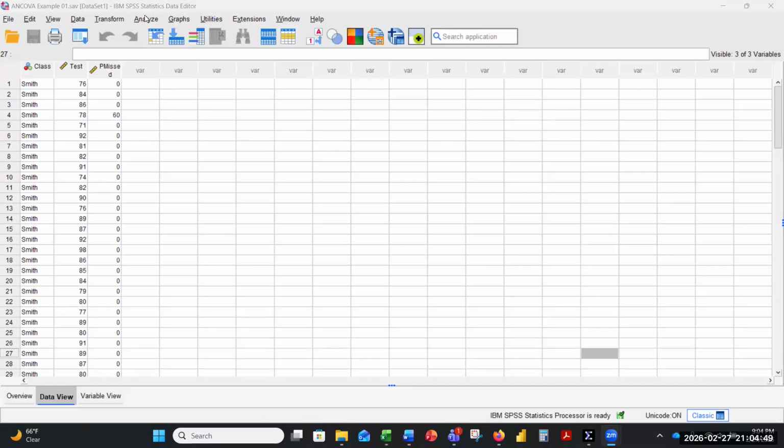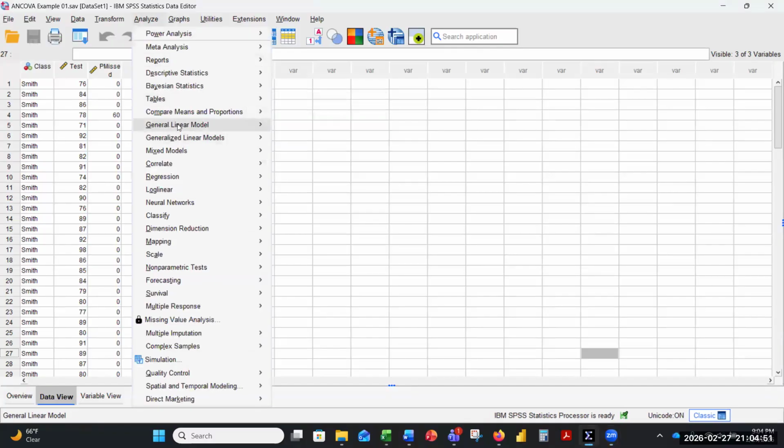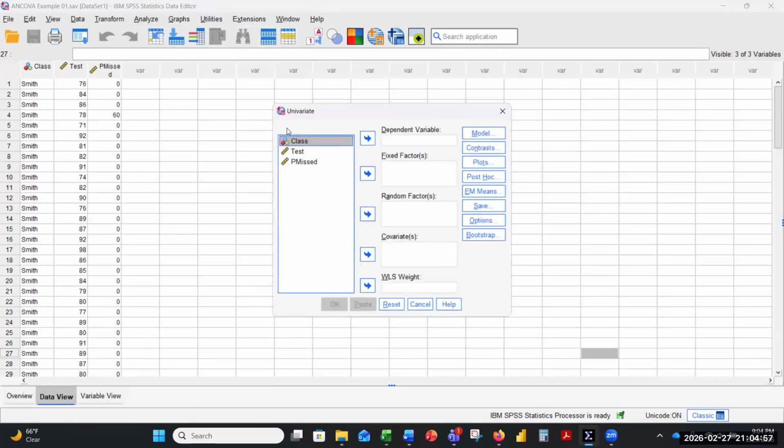Go to Analyze, General Linear Model, and Univariate. Highlight the class and move that over to the fixed factor box. Highlight test and move that over into the dependent variable box. And highlight the periods missed and move that over as the covariate.